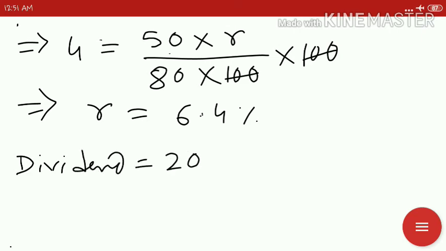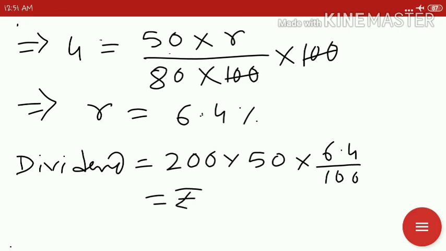So the number of shares is 200. The face value is also already mentioned from before, and the rate we have just calculated is 6.4%. That means 6.4 by 100. Now if you calculate it, you will get rupees 640. That is the dividend the person is going to collect. So I hope this has matched with your answer, and you are doing very well. Okay, now we are going to move to our next problem, problem number 9.